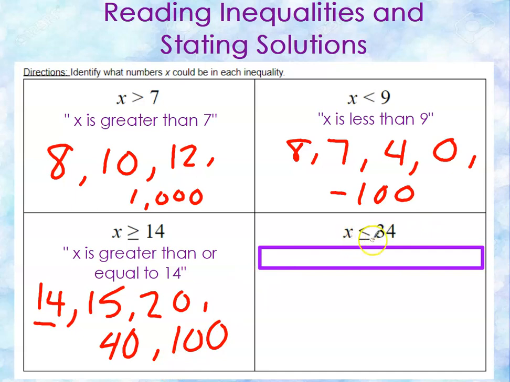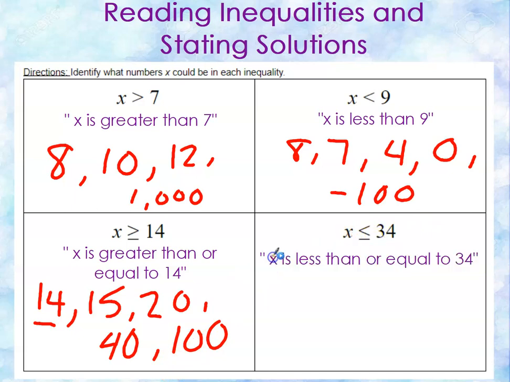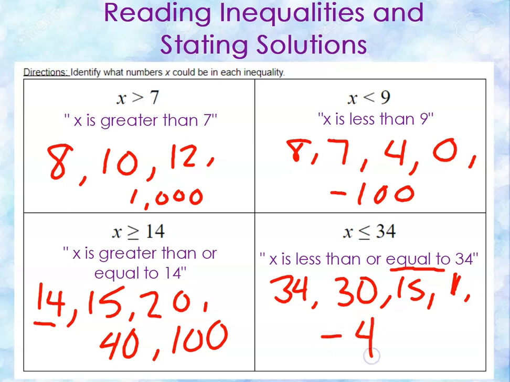Over here, x is less than or equal to 34 because of that line underneath. So if x is less than or equal to 34, that means x can be 34. It can be equal or anything less, so it can be 30, it can be 15, it can be 1, or it can even be in the negatives, like -4. Anything less than or equal to 34, x can be.